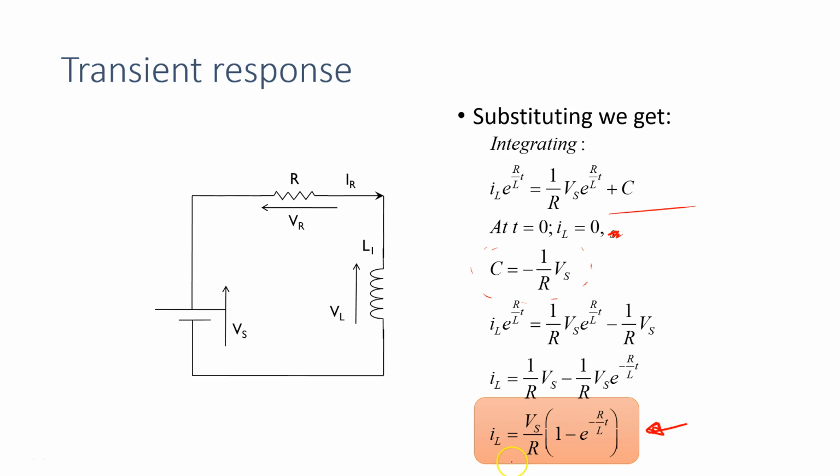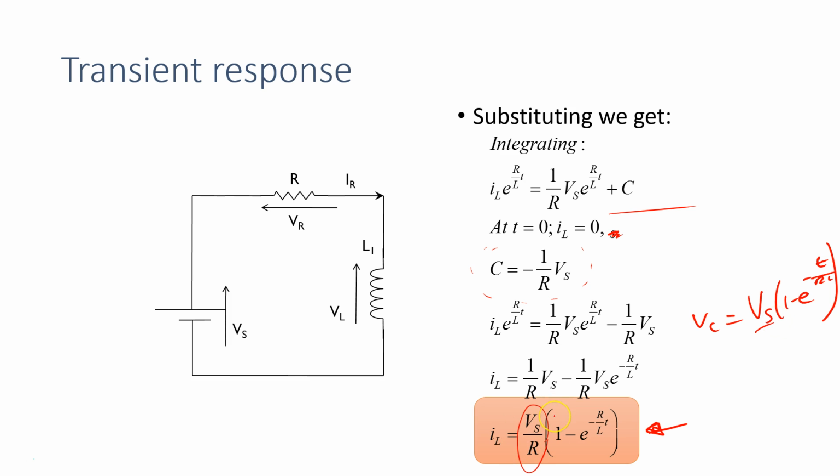And what we will end up with is the current through the inductor is Vs on R times (1 minus e to the minus R on L t). You'll see it's very similar to what was happening with the capacitor. With the capacitor, Vc was equal to Vs times (1 minus e to the minus t on RC). So it's the same sort of setup, except here we have t on RC, and here we have minus R on L t, and we have Vs here, which is the supply voltage.